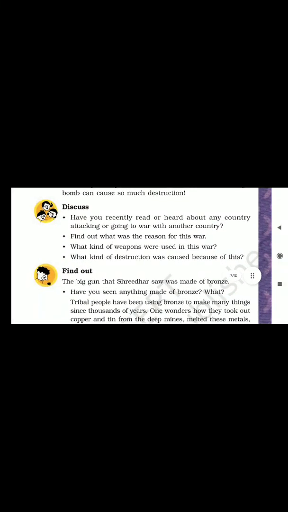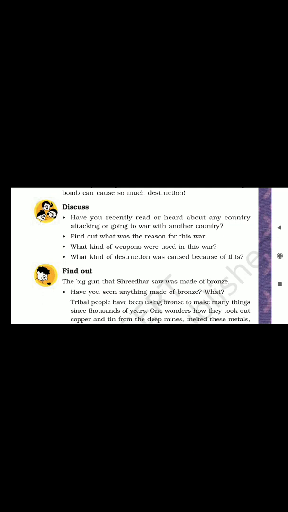So discuss, have you recently read or heard about any country attacking or going to war with another country? So it's asking about if you have the information regarding any war going around with other country. Find out what was the reason for this war, what kind of weapons were used in this war.